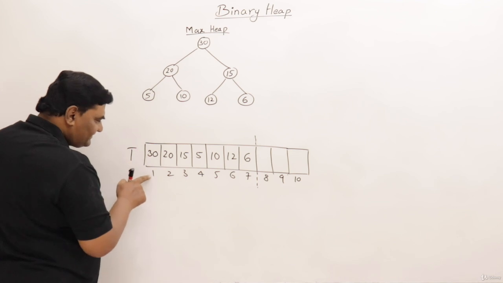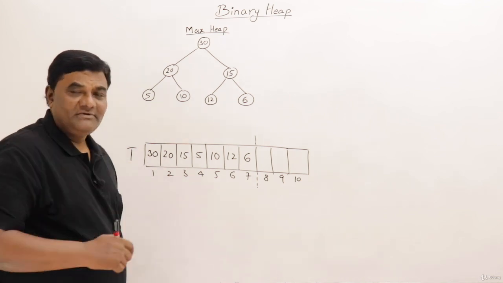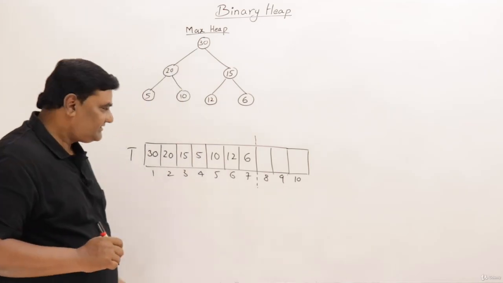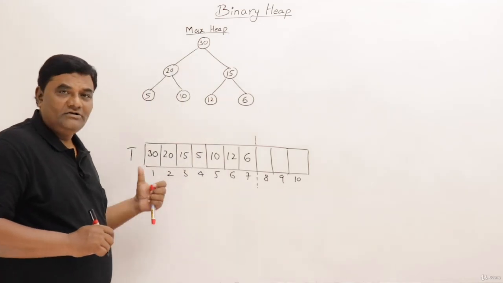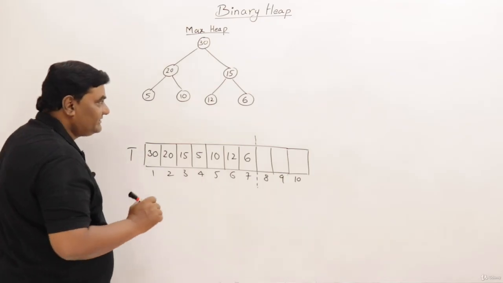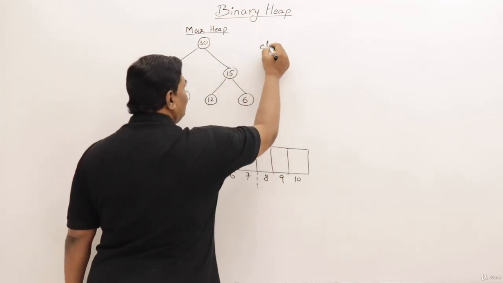And the array indices are starting from 1 onwards. Like when we are using the formula 2i and 2i plus 1, for that array indices must start from 1 onwards. So that's why I have taken array index from 1 onwards. Now let us insert. The element that I want to insert is 40.